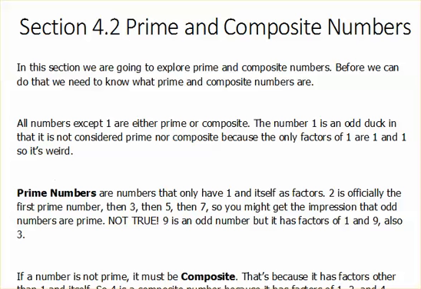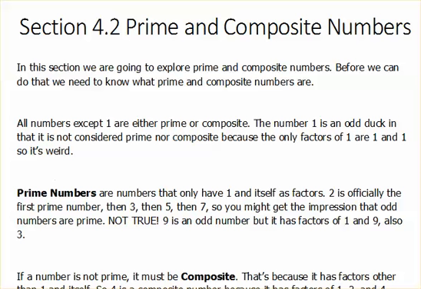Now, the number one, it's not considered prime or composite. It's kind of a weird being. Its only factors are one and one, which technically, the definition of being a prime number is that it only has factors of one and itself. But because one is one and itself, but itself is one, it kind of falls into a gray area of the definition, and so they just don't consider it a prime number. They consider it an odd duck.